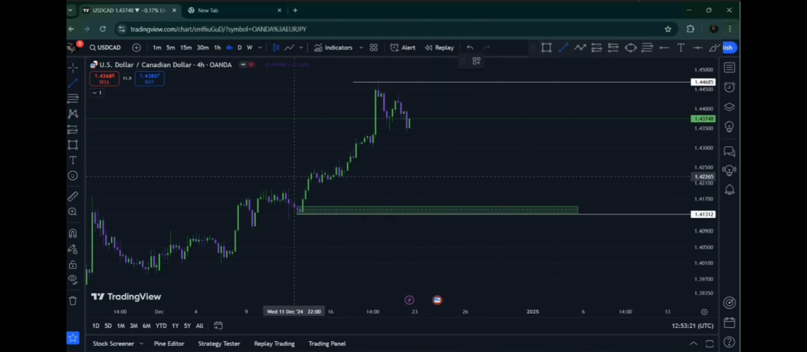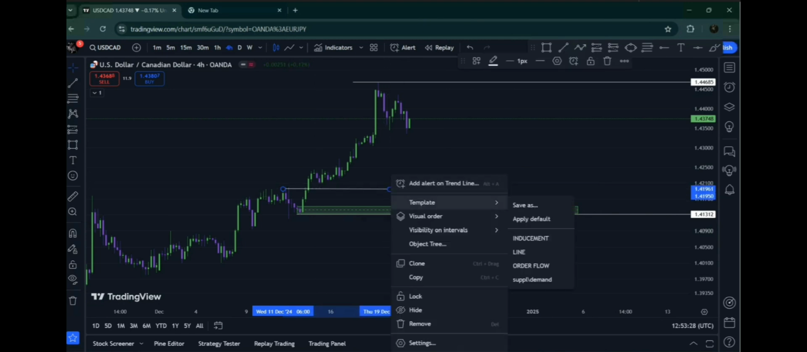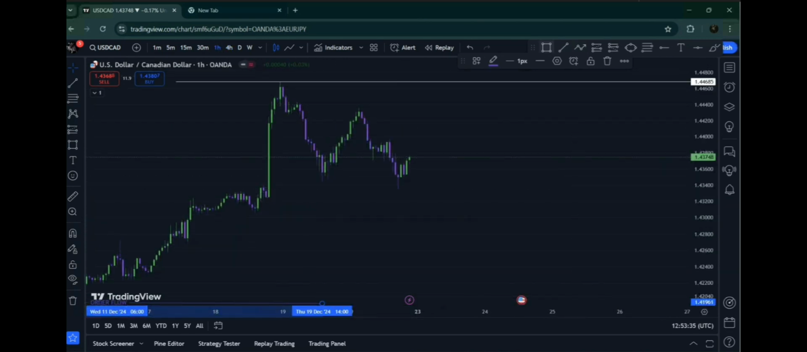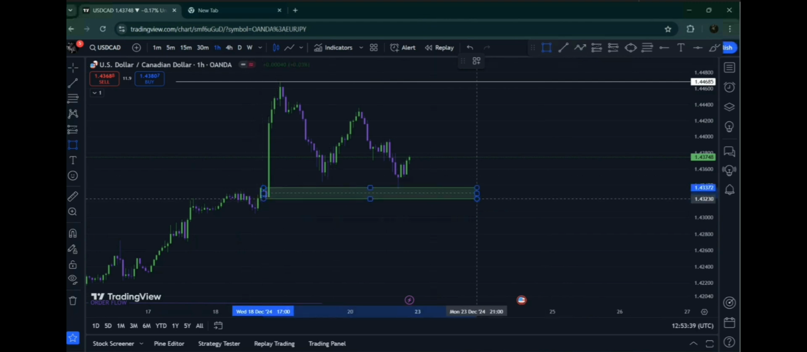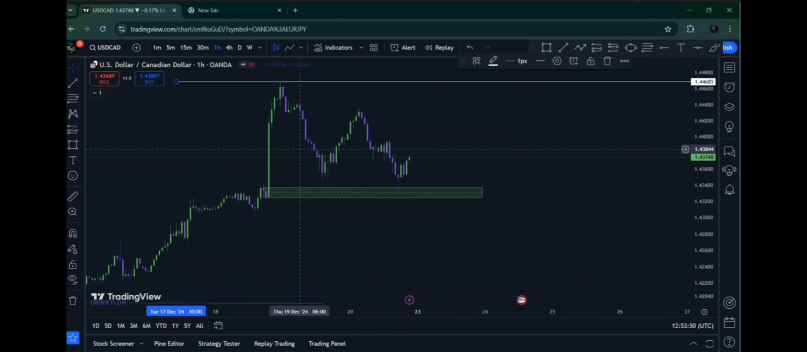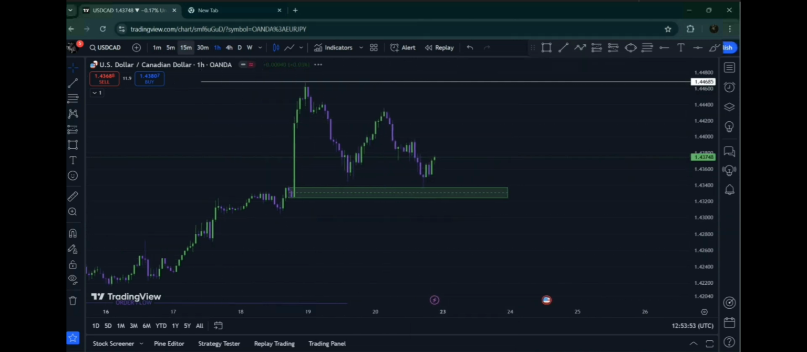So before the retracement, we can mark these and consider this order flow, right? Order flow. If I zoom into the 1 hour, we have this demand area by the 1 hour, which price tapped into and immediately respected. Let me make this visible only by the hour. If we zoom down to the 15-minute, right?